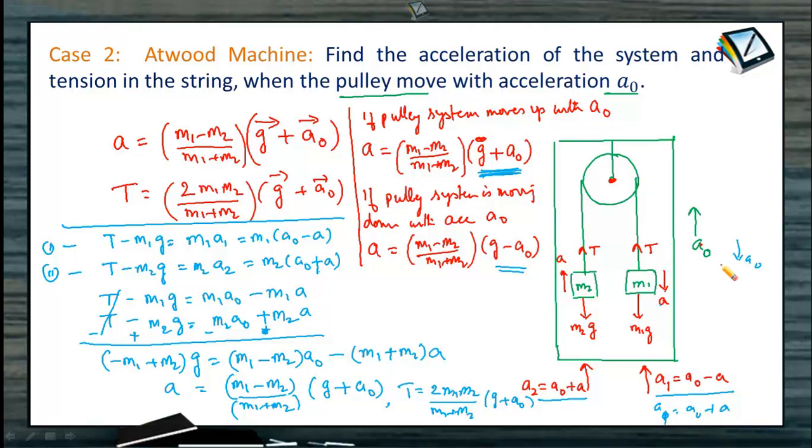Similarly, what will be a2 acceleration here? a2 can be written as a naught minus a. Followed? Now we are taking these two, a1 and a2, as the reference. Let us make the free body diagram and write the equations again. This direction taken positive, we can write m1g minus T is equal to m1 into (a naught plus a), and m2g minus T is equal to m2 into (a naught minus a). Solving again, we will get these equations.